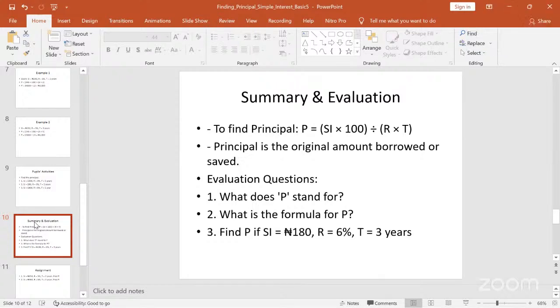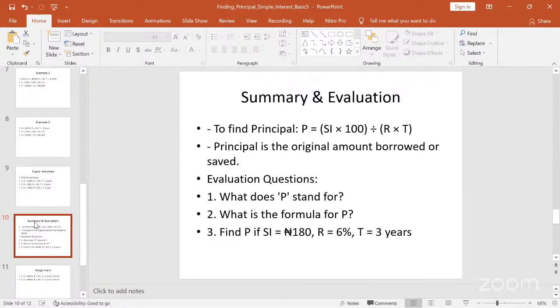Okay, so what is simple interest? I'd love to know what simple interest is. Tell me what simple interest is. The amount of money borrowed that's paid over time. Paid over time. Very good. And principal is the original amount borrowed or saved, right? Yeah.